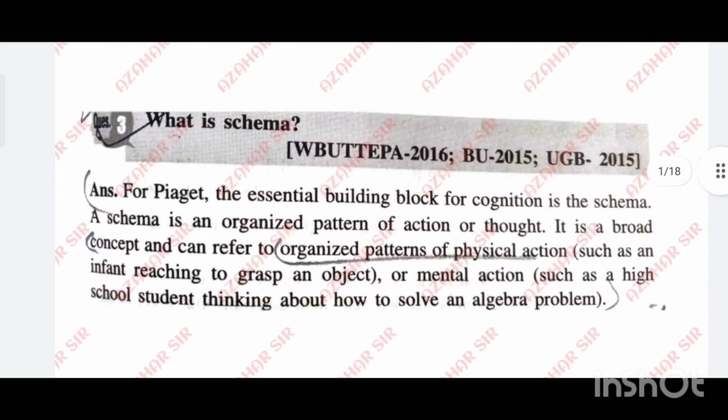The first question is, what is schema? So these are the question and answer also. Please have a look and we will proceed further. Okay, so have a look.